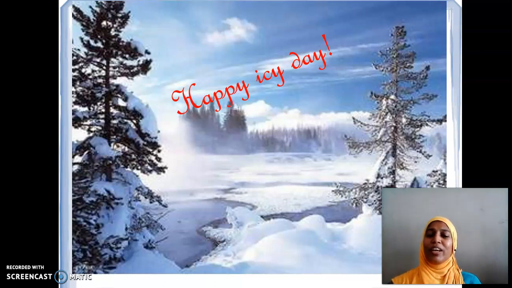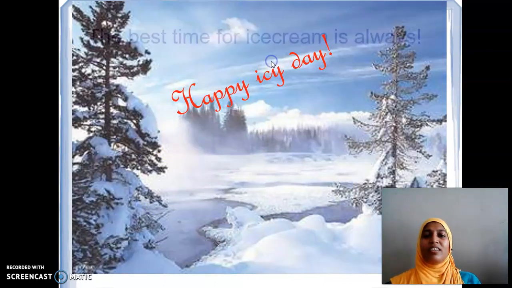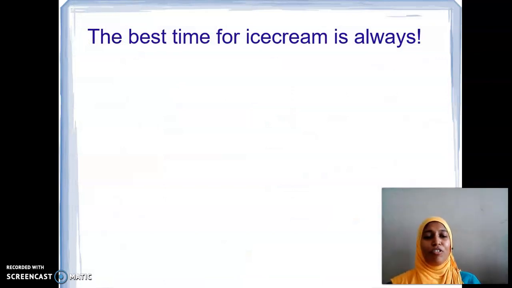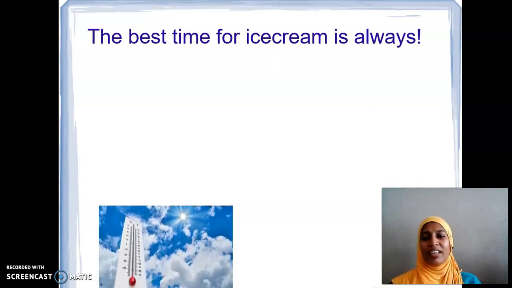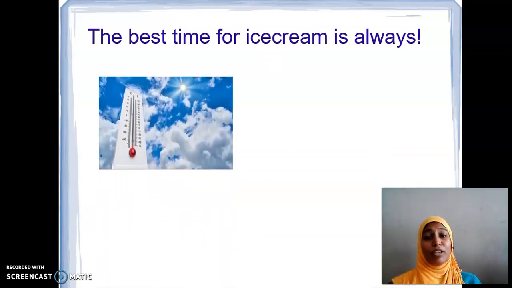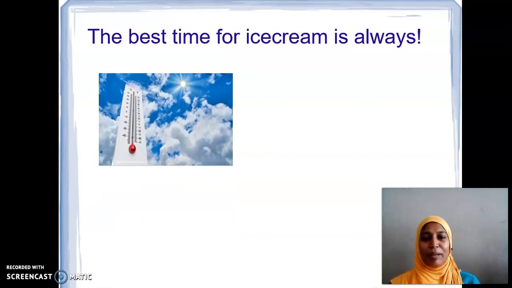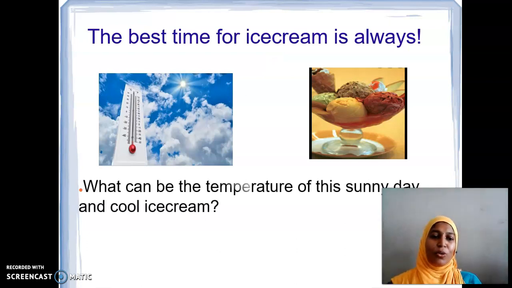Yes, I do feel like having that trip. In addition to that, how will you feel to eat an ice cream in such a cool place? Sure, we will enjoy eating ice cream wherever we are. So, the best time for ice cream is always. On this hot sunny day, that ice cream is much tastier than at any other time.